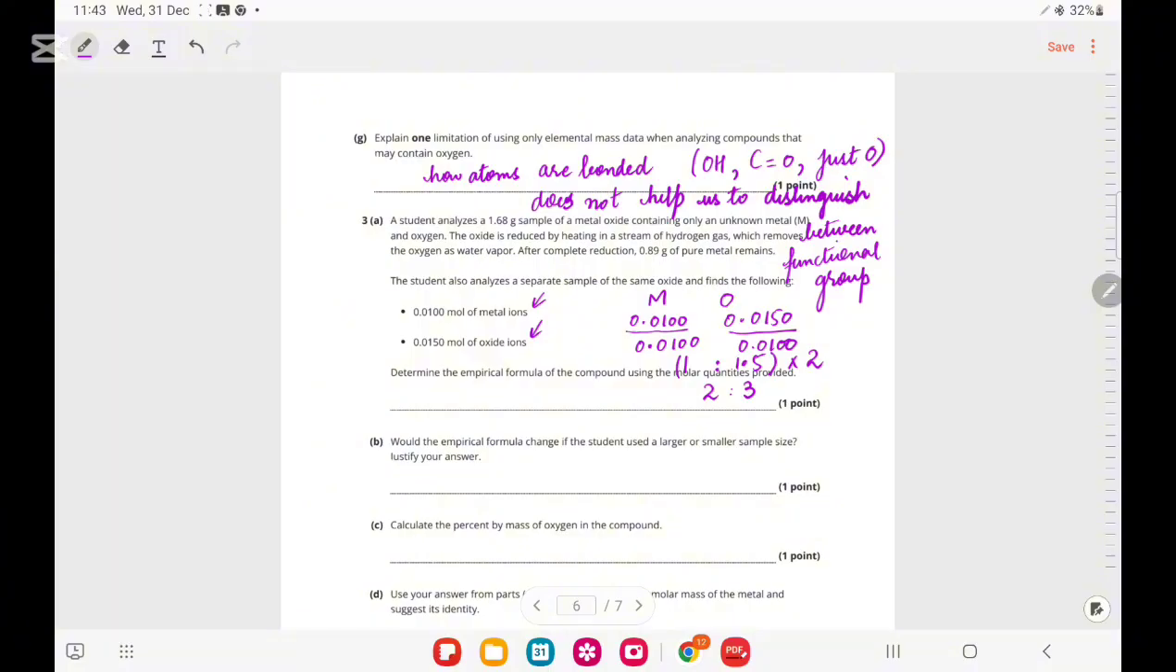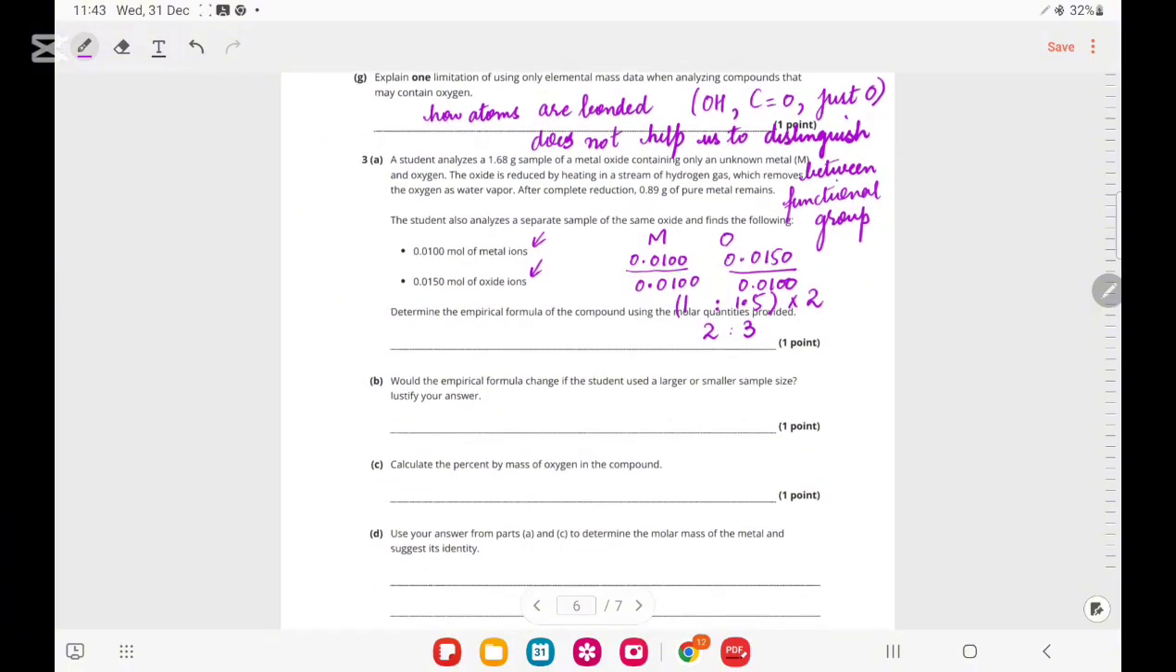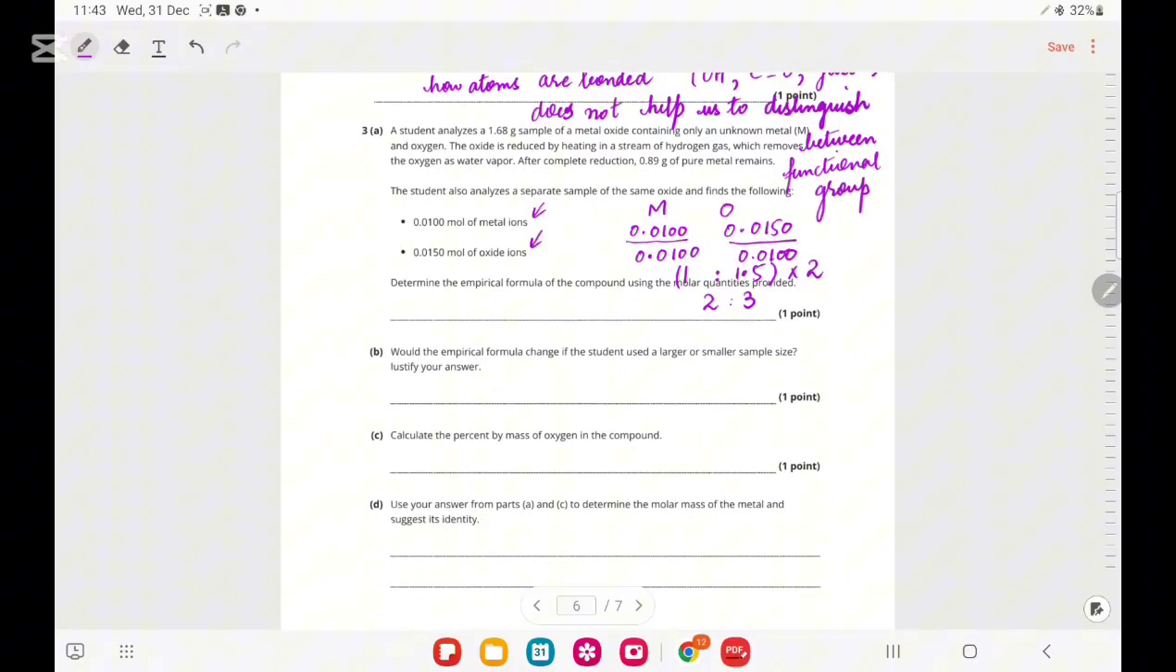In the next question, they say, would the empirical formula change if the student used a large or small sample size? So they are basically checking your understanding of the law of definite proportions, which says that the ratio of masses between the elements in a compound remains the same.